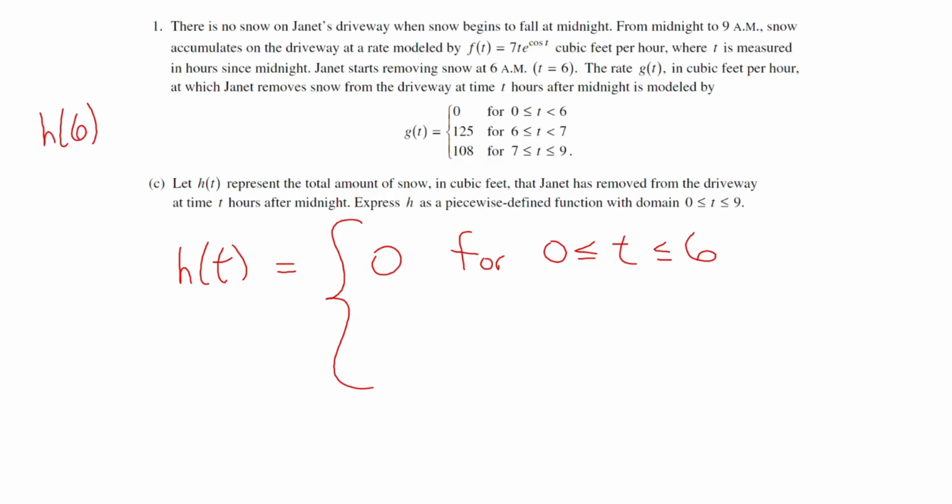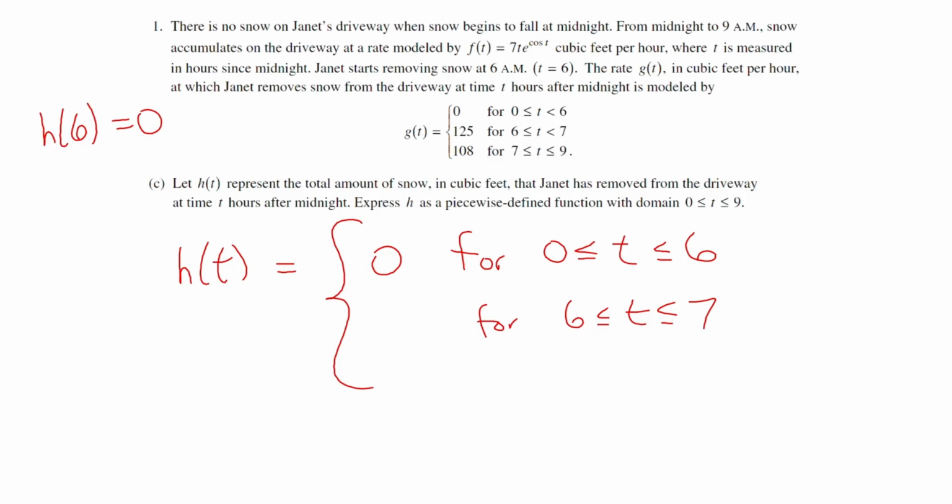We'll note that off here. H of 6 is 0. By the time she's gotten to 6 hours, she's removed nothing. Well, the value from 6 to 7, right? From 6 to 7, so we're going to put this in here, she's removing it at 125 cubic feet per hour.